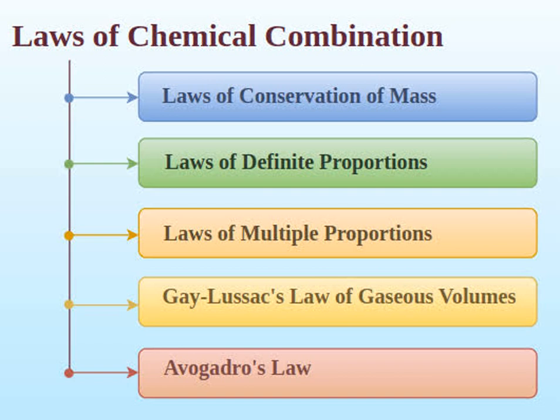The first is the law of conservation of mass. The second is the law of definite proportion, also called the law of constant proportion. The third is the law of multiple proportion. And then the fourth is the law of reciprocal proportion. Okay? And we take the first one, the law of conservation of mass.